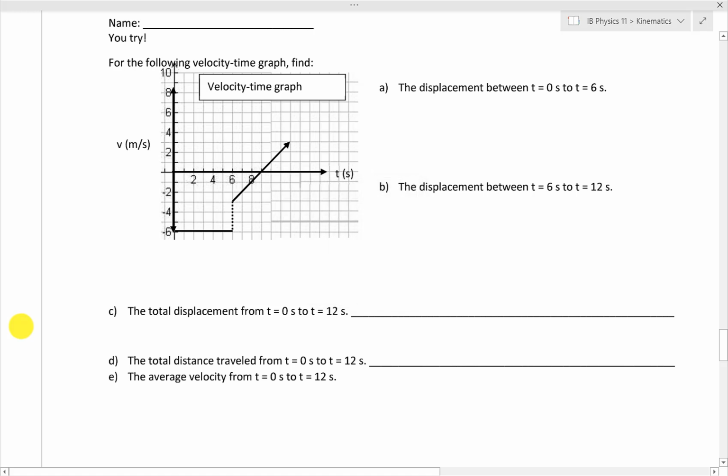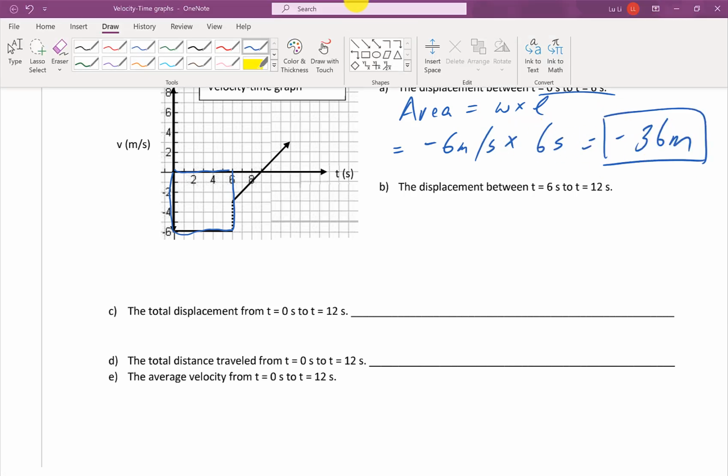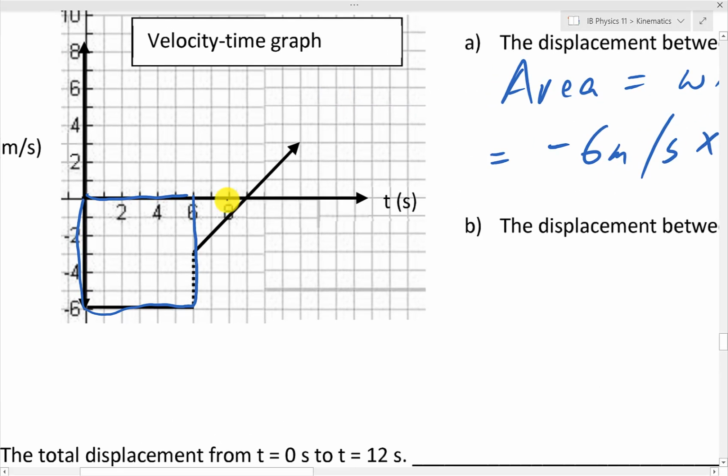Okay, now it's my turn. Finding the displacement in the first region, it looks like a nice square, which is just one side times the other side. Notice it's negative because it's below the x-axis.